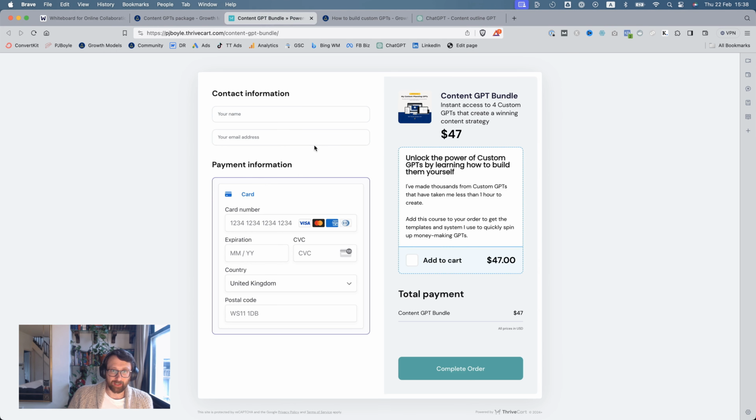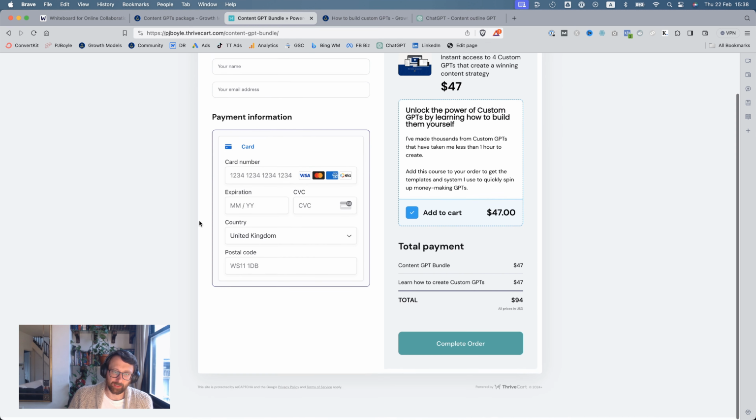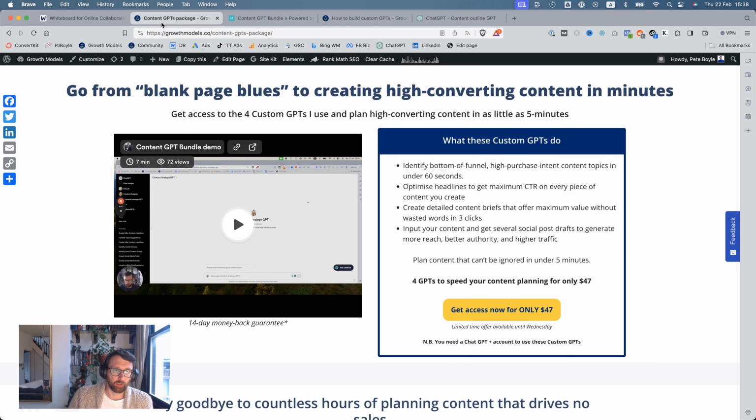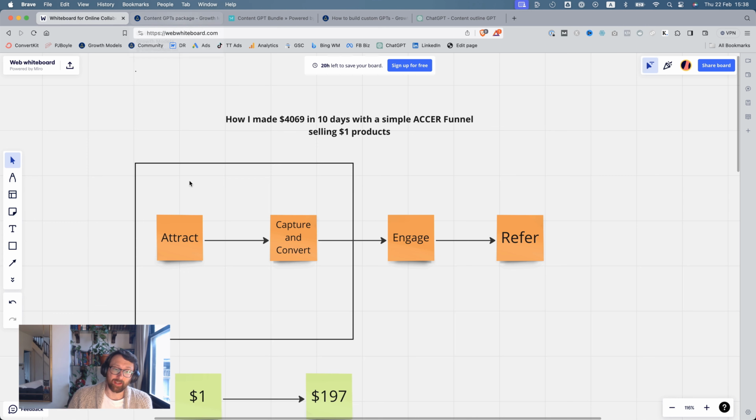As you can see now, the checkout is, I've increased the price because it was selling well, so it's now $47, and you can add a secondary course about learning how to build these yourself for another $47. If you go through to the next page, there'll be an upsell of, is it the $197 now or $99 a month? Either way, it's about increasing that order value.